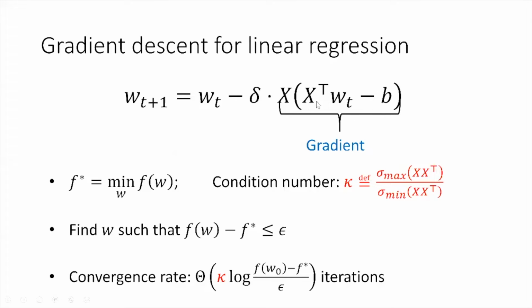So this thing is basically the residual, and we are combining the columns of X according to their residuals, and then we move in the negative gradient direction. Which is what gradient descent does.